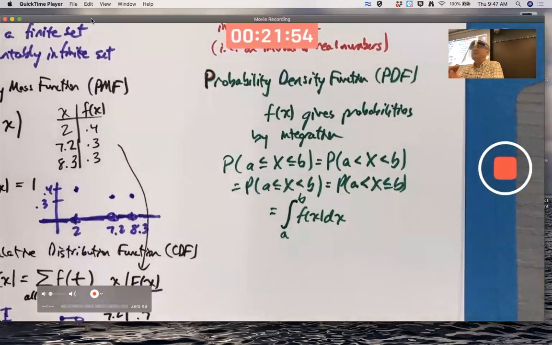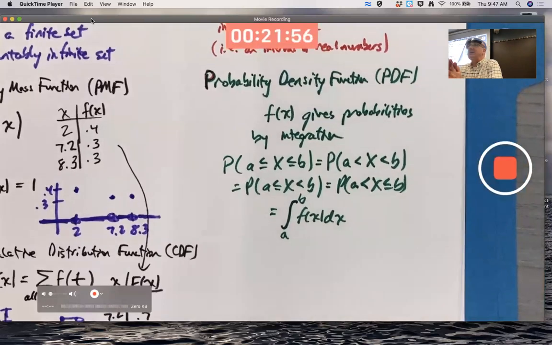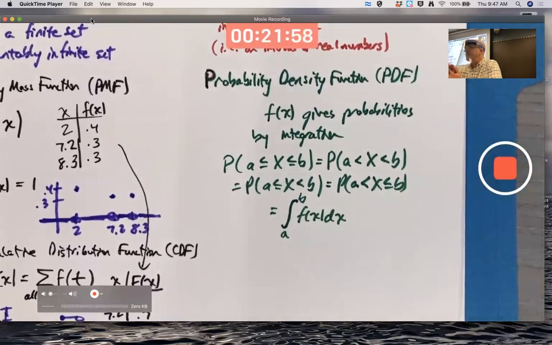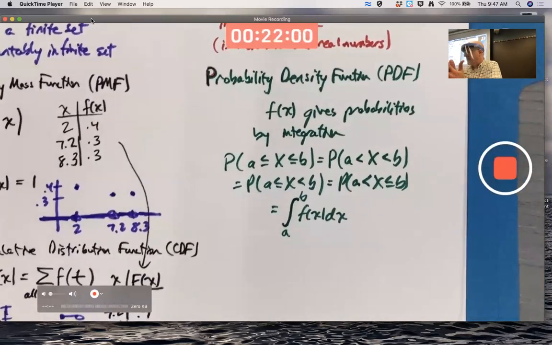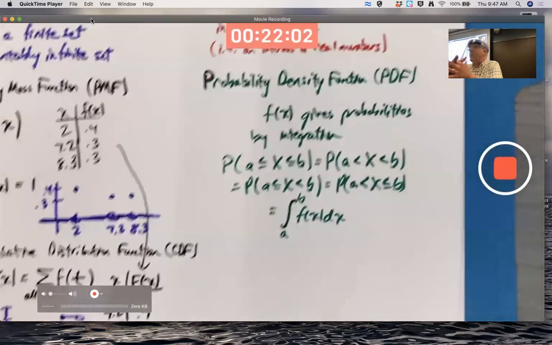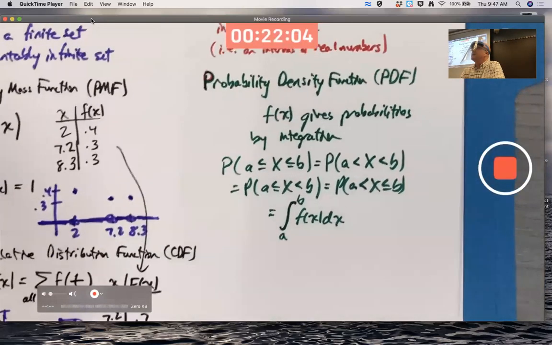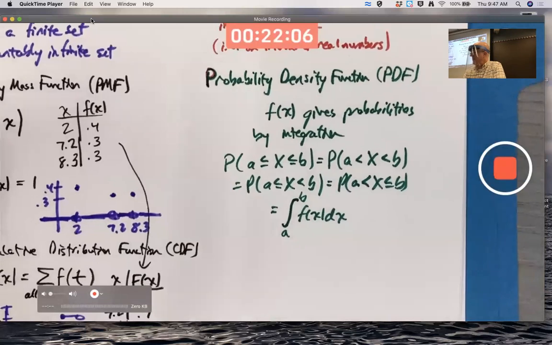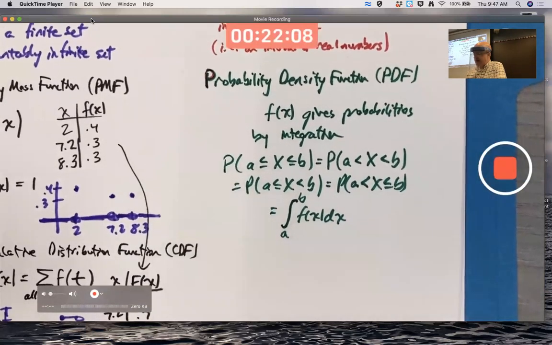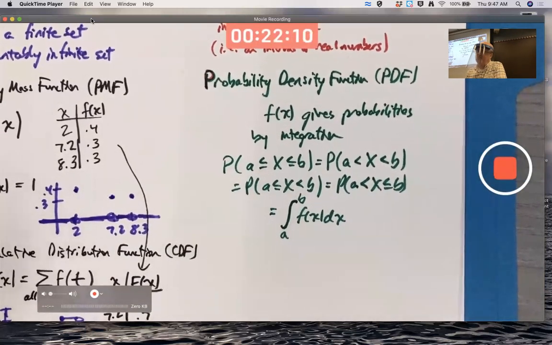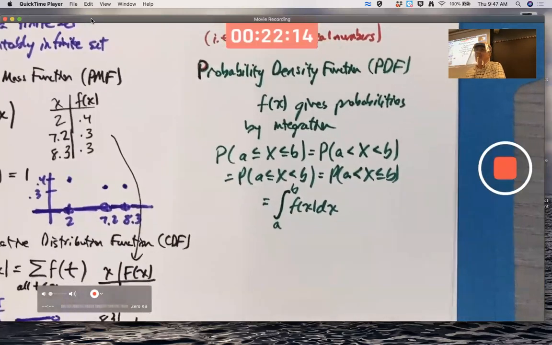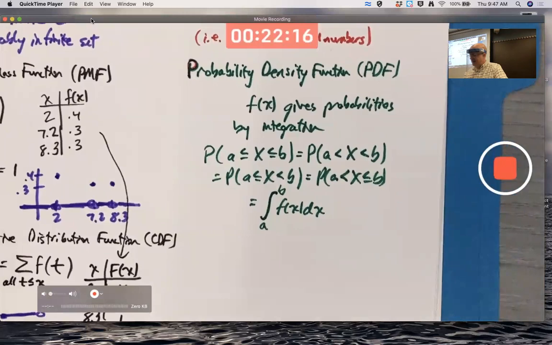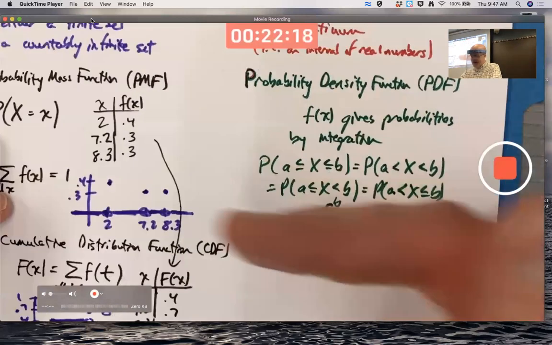So the value of the PDF at any particular number doesn't give you a probability. It does have a value. For example, f of 2 could be 0.1 or something. But that's not telling you a probability. That's not saying the probability that x equals 2 is 0.1. It's saying what?